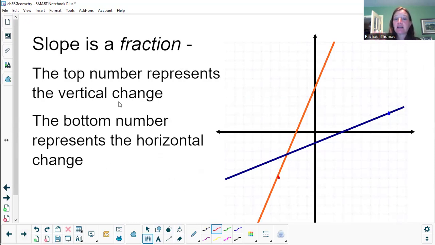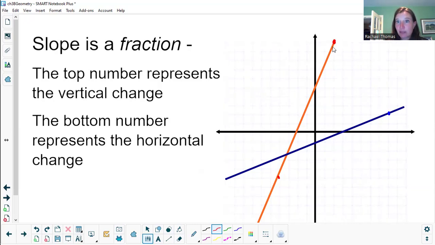Slope is a fraction. Sometimes it doesn't look like a fraction. Sometimes it looks like a whole number, and we'll be able to put that number over 1 to create a fraction. But in the fraction that represents slope, the top number represents the vertical change, and the bottom number represents the horizontal change. So let's just take this red line, for example.